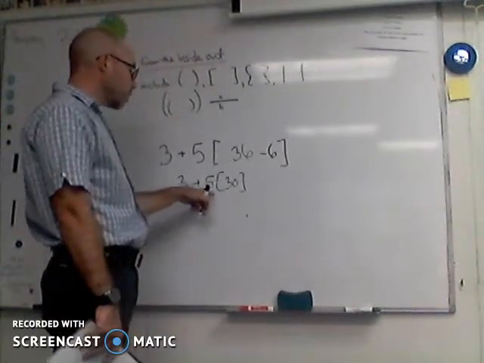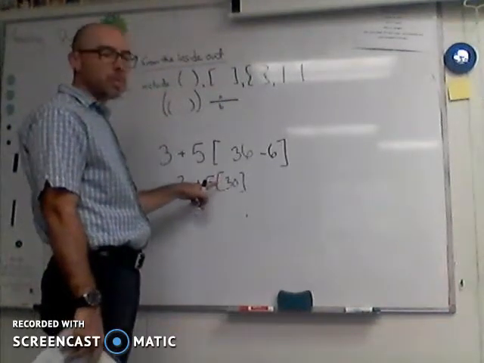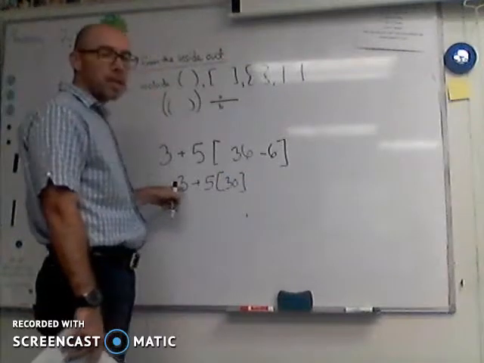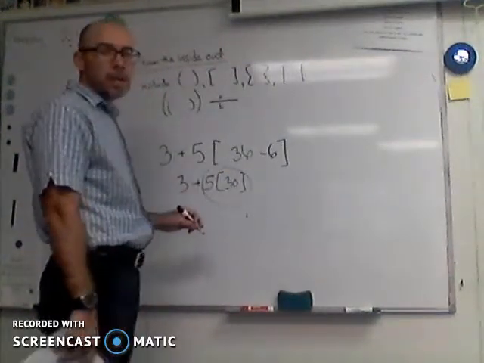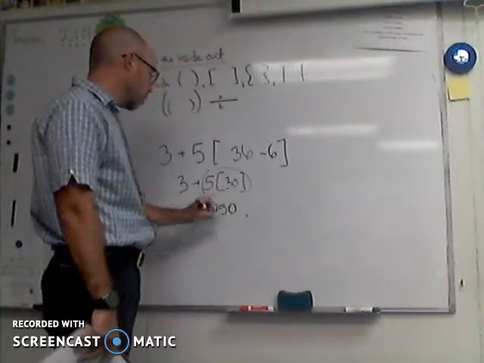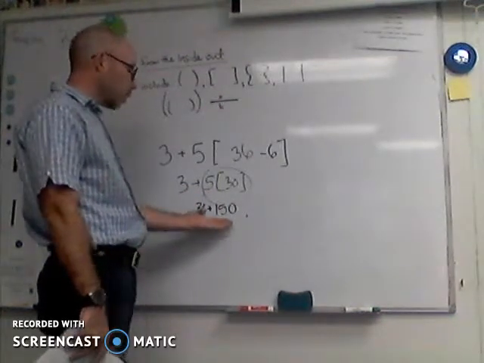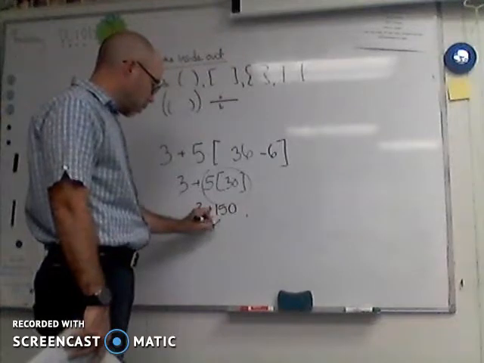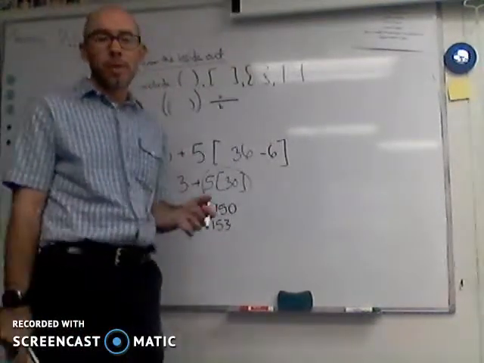Now, do we do this first or do we do this first? Well, order of operations demands that we do multiplying before we do addition. So here's our next problem. 5 times 30. A calculator would tell you, or you can do it in your head, you get 150. And we're only left with one thing to do here, and that would be addition. 153.